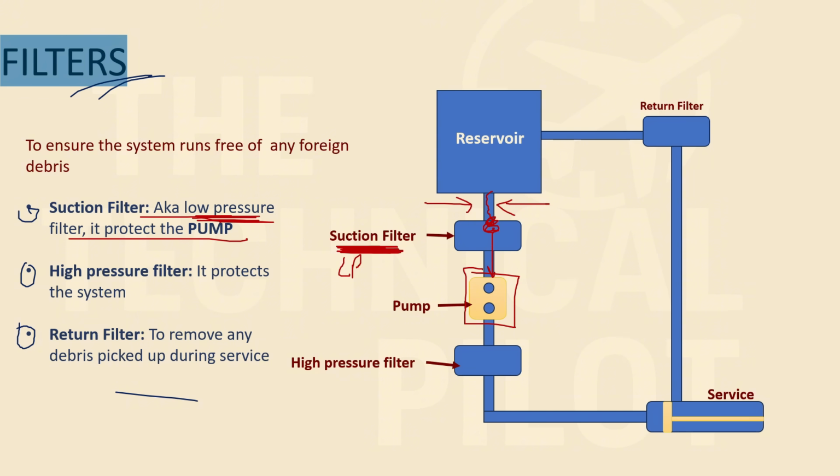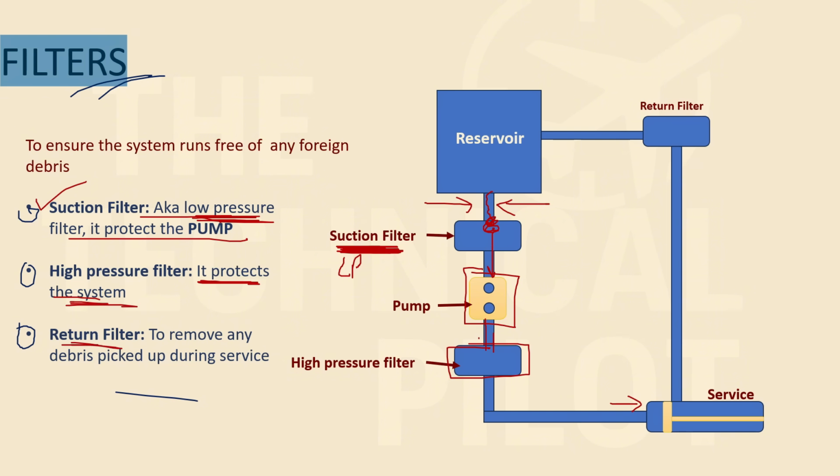And then you have a high pressure filter. High pressure filter, obviously, because it is your filter which is in the downstream of the pump. After the pump, you have this, which is your high pressure filter. It filters the fluid after the pump, and after the pump, where is it going? In the system. So its purpose is to protect the system, right? So the suction filter protects the pump, and the high pressure filter protects the system.